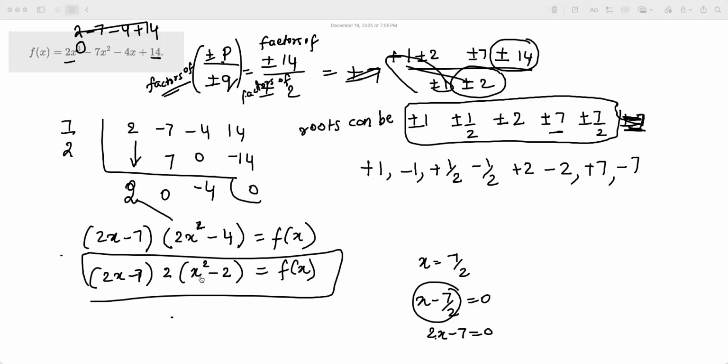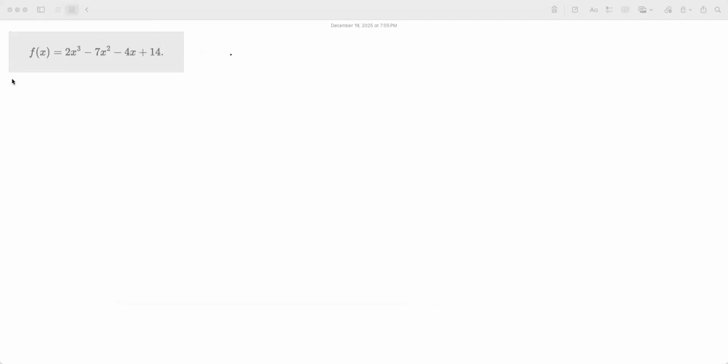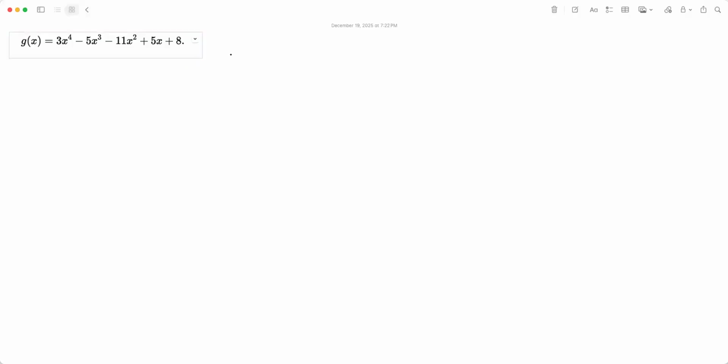Okay, we'll do one more. Let's see this one. Okay. I just want the rational roots of this. Let's see. Find the rational roots of this polynomial. Only the rational roots. You don't have to find all the roots. Just the rational roots. What are the rational roots of this polynomial?